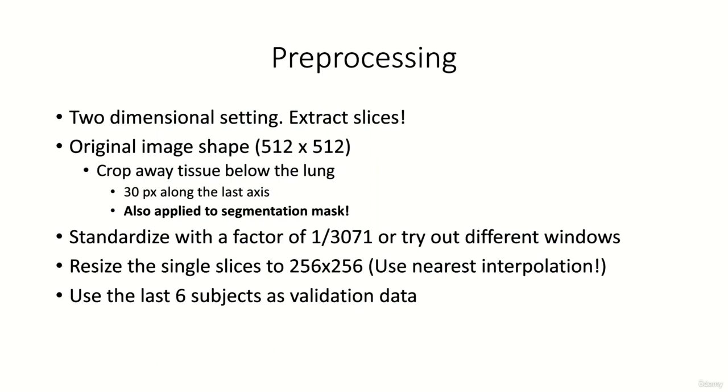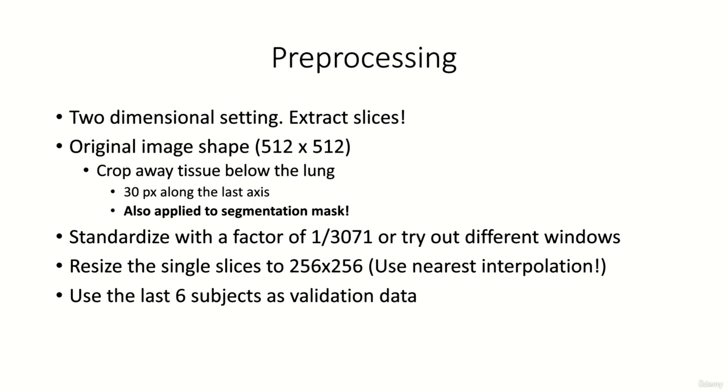Regarding the pre-processing phase, you could perform the following steps. At first, you crop away some region below the lungs, as we are only interested in primary lung cancer right now. Try cropping around 30 pixels along the last axis. Don't forget the segmentation mask. Next, you could try standardizing the scan or slice with a constant of 1 divided by 3071. Feel free to try using a lung window.